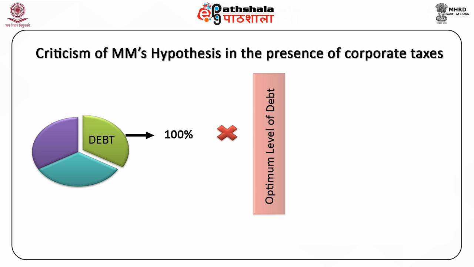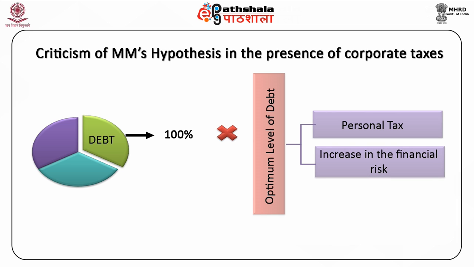The first reason is personal taxes. As the debt increases, the savings of corporate taxes also increase. At the same time, the amount of personal taxes to be paid also increases. Thus, the liability of personal taxes offsets the advantage of corporate taxes. The second reason is the increase in the financial risk of the firm. The cost of financial distress also increases, which again offsets the advantage of corporate tax saving.